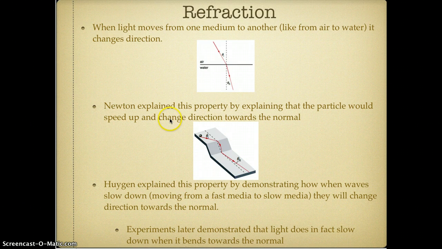So we have basically two competing ideas here. Newton's saying, I can explain it, it just means the light has sped up. And Huygens said, I can explain it too, it just means the light has slowed down. At the time, nobody had figured out a way to prove that, so they kind of were in a dead heat. However, in real life, we do know that light does in fact slow down when it bends towards the normal. Light goes slower in water than it does in air. So this was actually good support of the wave model. It's just they didn't know it at the time.